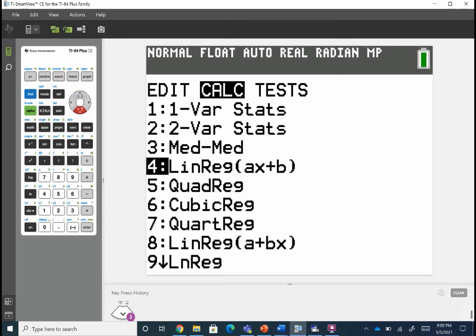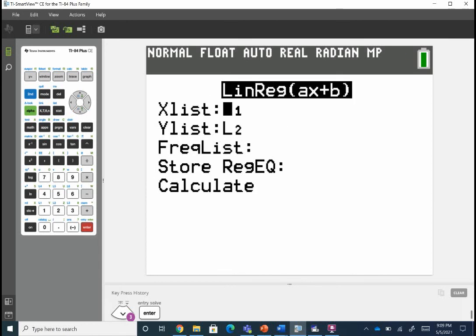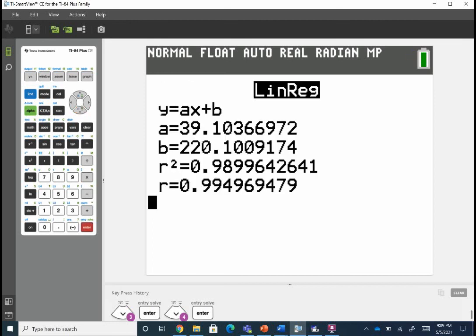You can either arrow down and highlight 4 and press enter, or you can just press the number 4. You might have a menu that pops up like I do. It might just also say LinReg ax plus b. If it pops up like mine does, make sure you have list 1 and list 2. If you're not sure how to change those, let me know. Have your frequency list be empty. And we're not going to worry about storing our equation right now. We're going to go ahead and hit calculate.